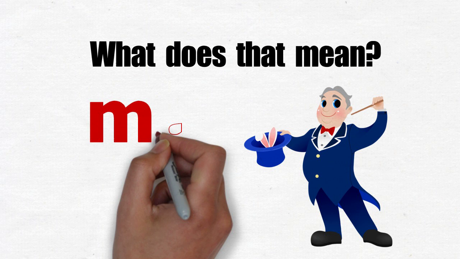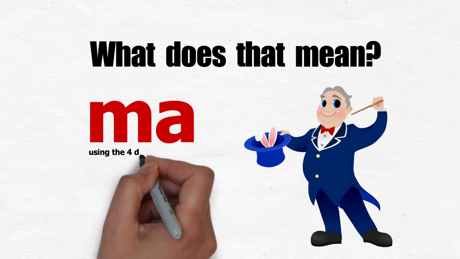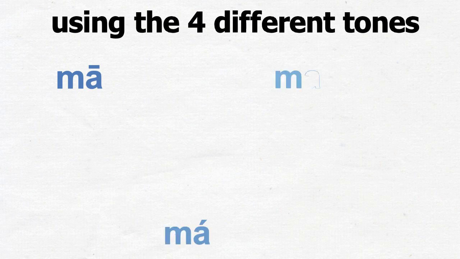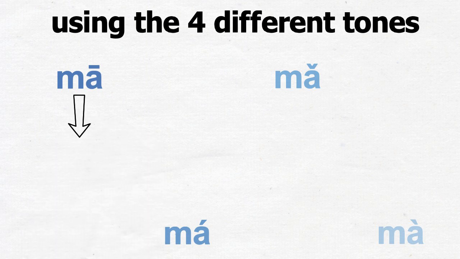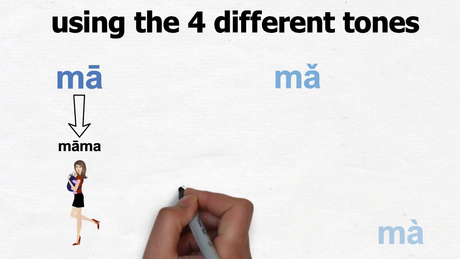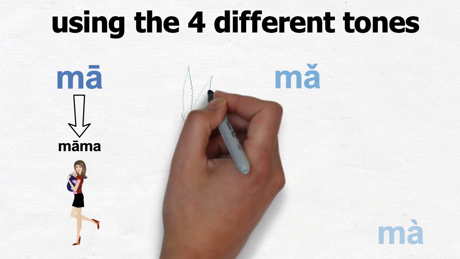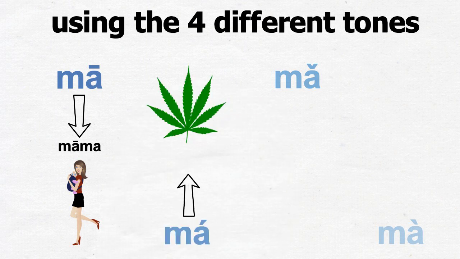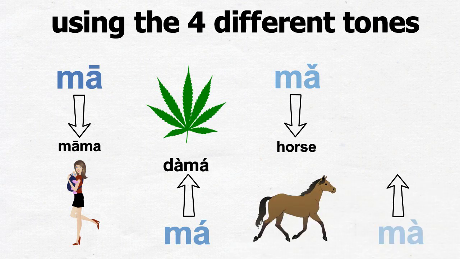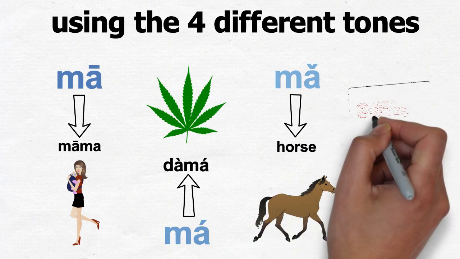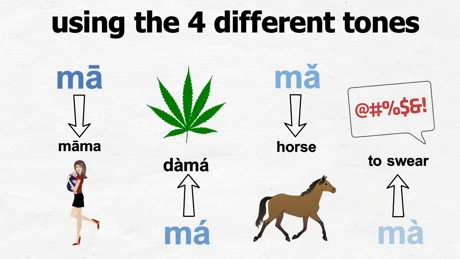Let's have a look at the example ma and how it's pronounced using the four different tones. Ma, ma, ma, ma. Usually doubled to make the word mama means mother. Ma in the second tone refers to the plant hemp, of which a common combination would be dama, literally big hemp, meaning marijuana. Ma means horse. It's also a common family name. Finally, the last one, ma, most commonly refers to the verb to swear or to insult someone.